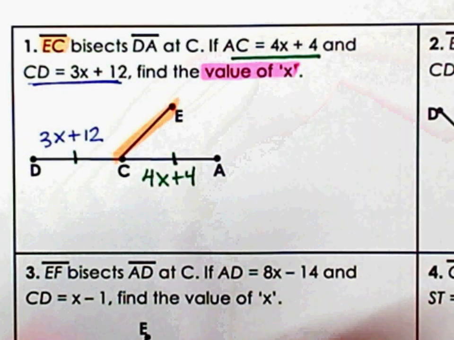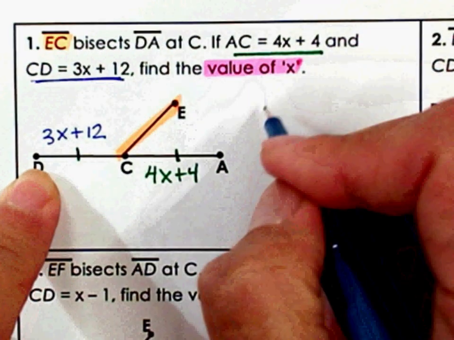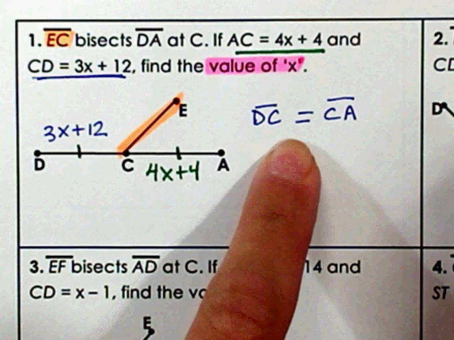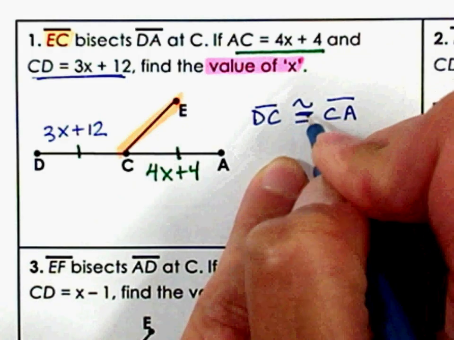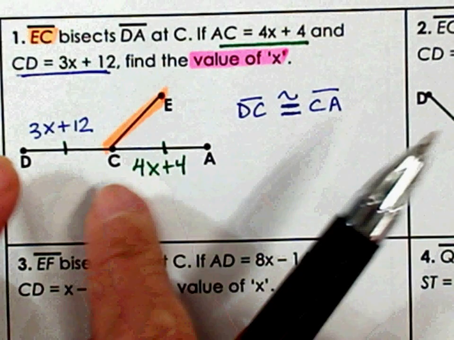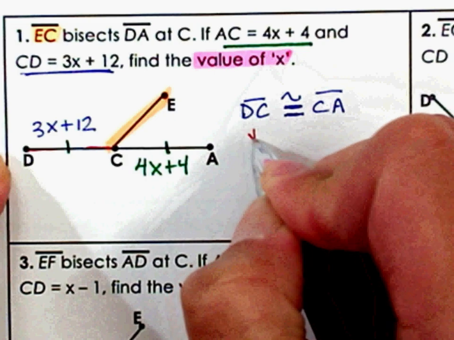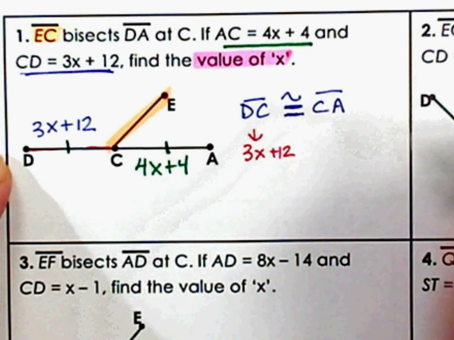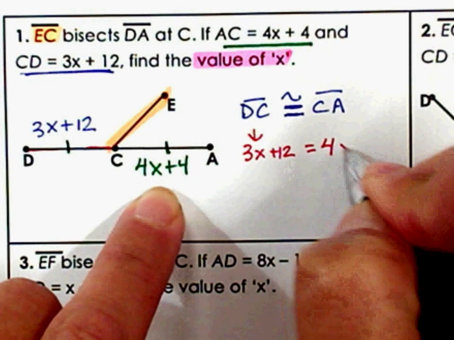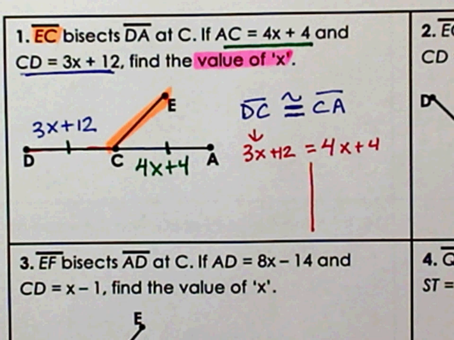So what do you know? It says find the value of x. So how do you find the value of x? Well, if this is bisected, that means that segment DC is the same as, congruent to, segment CA. You guys got it? So let's take a look. DC. What is DC? This is DC right here. It is 3x plus 12 equals CA. What is CA? 4x plus 4. And now we can solve.